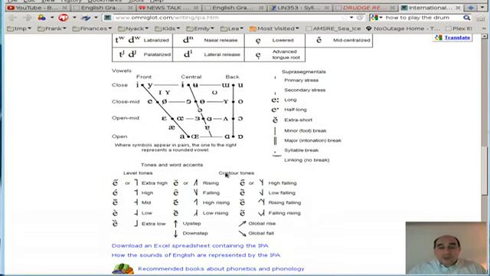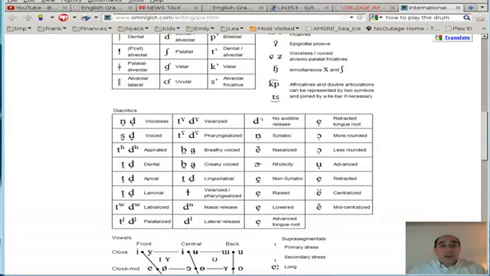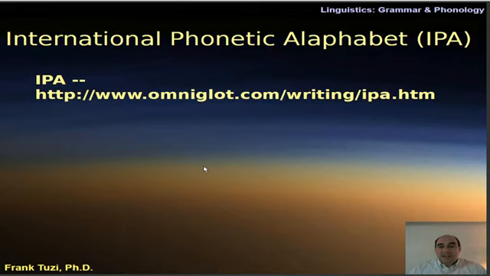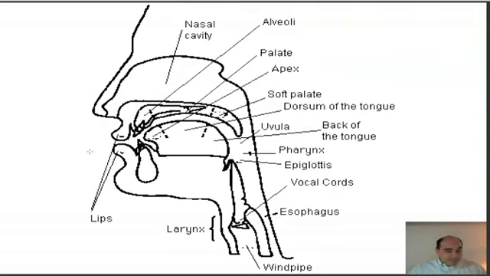There are other things here that you can look at, but those are the main ones that we're going to be looking at. Let's go back to our charts here. That's the IPA. You'll want to look at it so that it'll help you understand. Now, we talked about some of these things before.